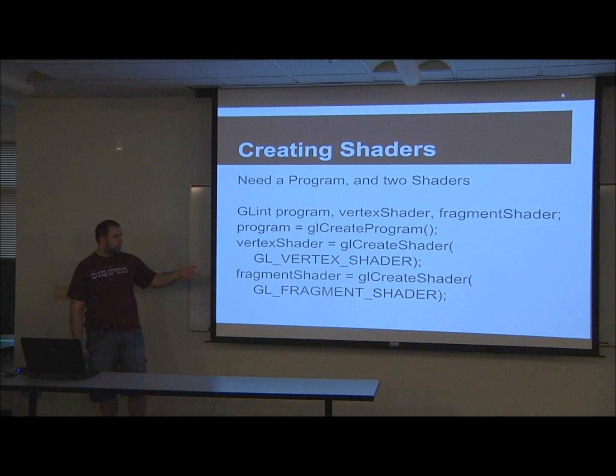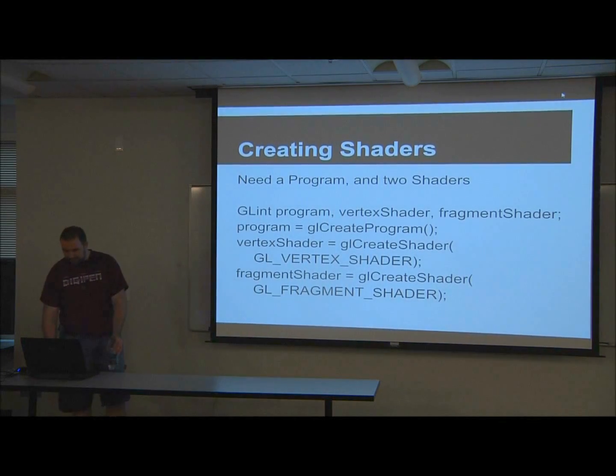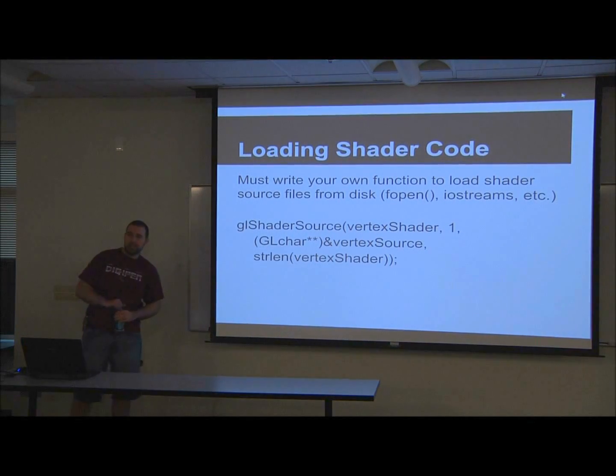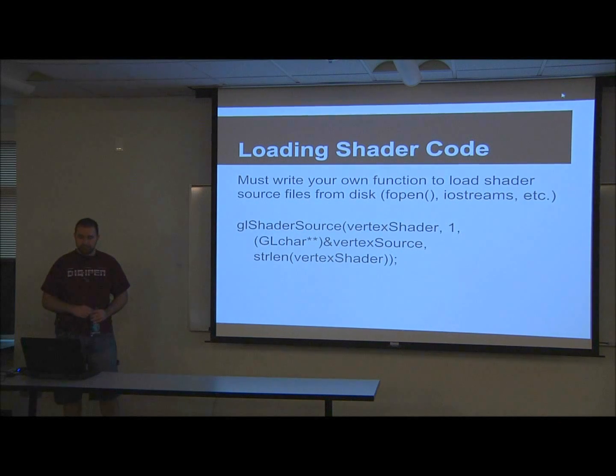And then the vertex shader and fragment shader are creating the actual shader objects. Once you've done that, you now need to load the source code you wrote for your shader. Once again, OpenGL does not give you a function for doing this, so you've got to do it yourself. Thankfully, reading a text file off disk is very easy. If you can't do that, you're in the wrong room.